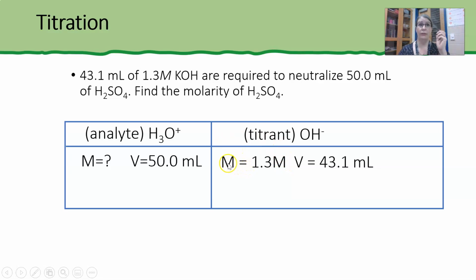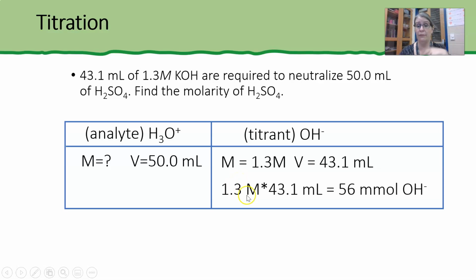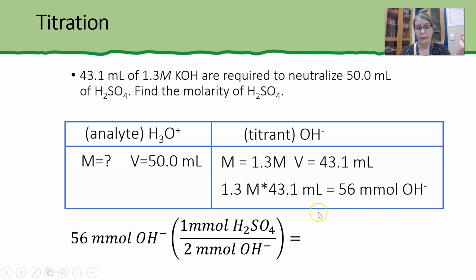So step 1 was to get our moles or millimoles of titrant. I have a molarity and a volume. If I multiply those together, I get my millimoles. I've done step 1. Step 2 is to use my stoichiometry. If I look at this, this is not a 1-to-1 reaction. This is a 1-to-2 reaction because there are two H's in H2SO4. So each H2SO4 is going to need to find two OH's to react with.